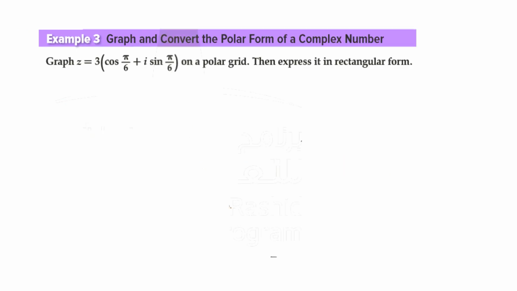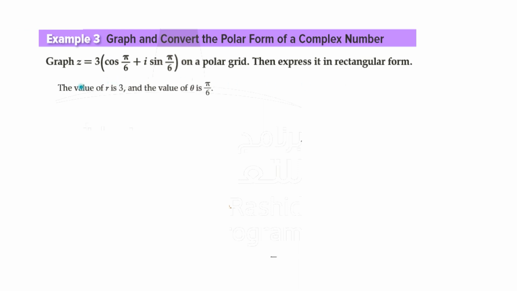Let us now look at another example. Here we need to graph z equals 3 times (cos pi by 6 plus i sin pi by 6) on a polar grid and then express it in the rectangular form. So here we are given a complex number in the polar form and we will write it in the rectangular form.